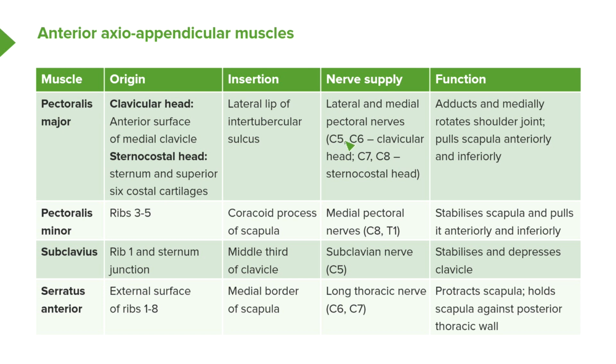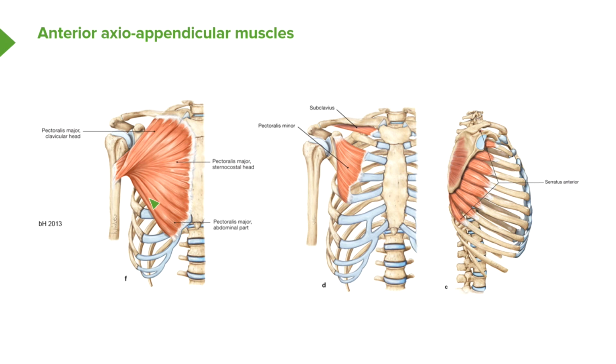Here we've got the specific root values, so the specific spinal cord segments that give rise to those nerves. The function of pectoralis major is it adducts and medially rotates the shoulder joint. So it adducts, it brings the arm back against the thoracic cavity, and it's also involved in medially rotating the shoulder joint. It also pulls the scapula anteriorly, so it protracts the pectoral girdle, and it pulls it inferiorly as well. So pectoralis major. Remember, here we can see pectoralis major muscle.